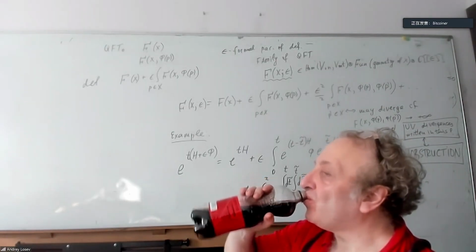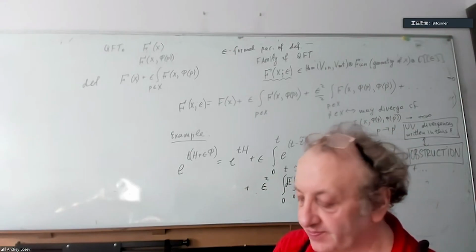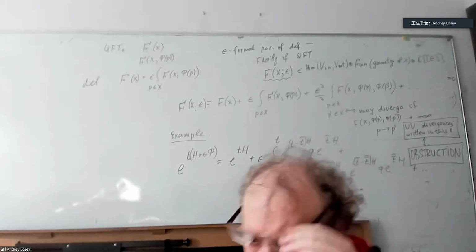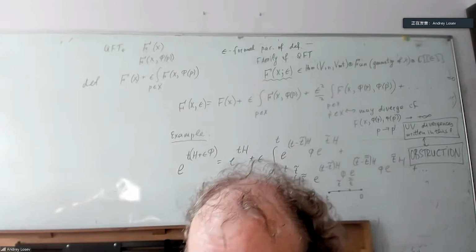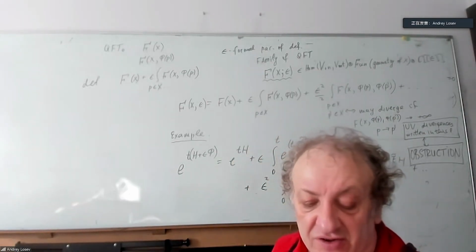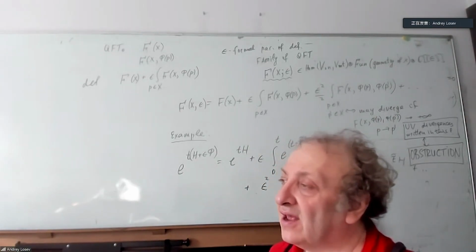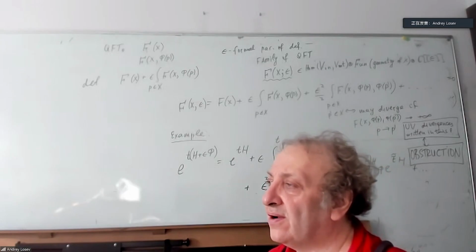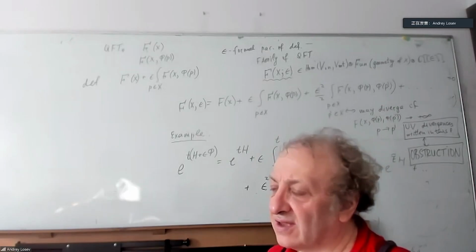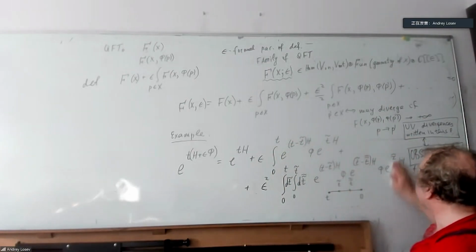Can you explain why it is related with UV divergence? Okay, sure. So what does UV divergence mean? UV divergence means that when you go to small distance, the integral diverges. Okay. I will explain it just in a second.